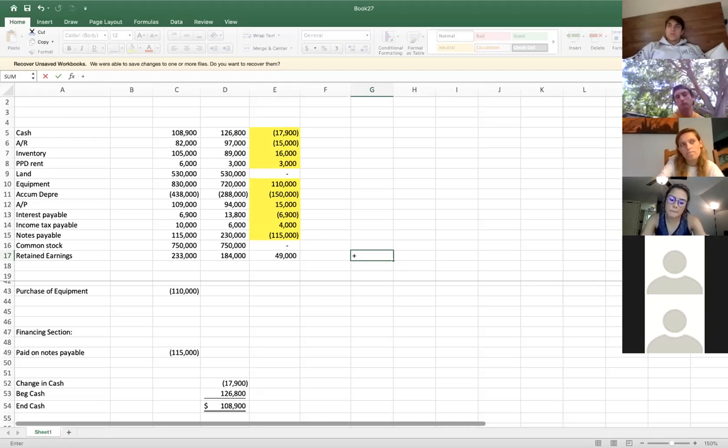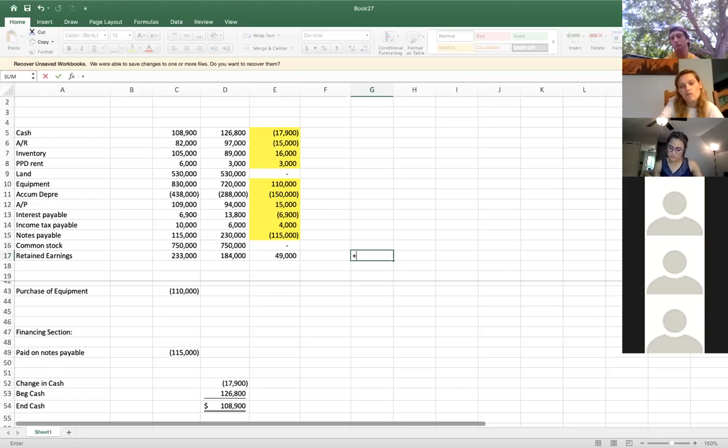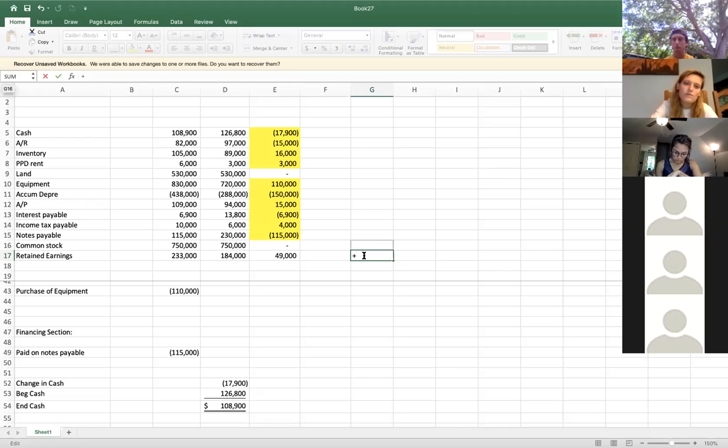We got beginning retained earnings plus what? Plus revenues minus expenses, which equals what? Net income. So beginning retained earnings plus net income minus what? Dividends. Okay, gives me ending retained earnings. So what causes retained earnings to change? Revenues, expenses, and dividends? Which equals what?